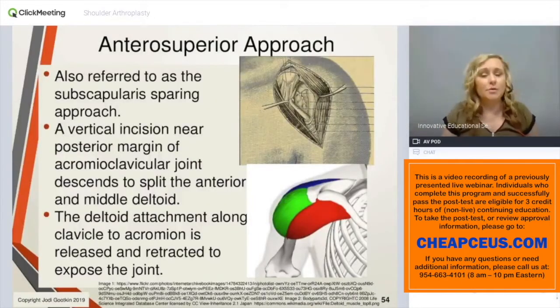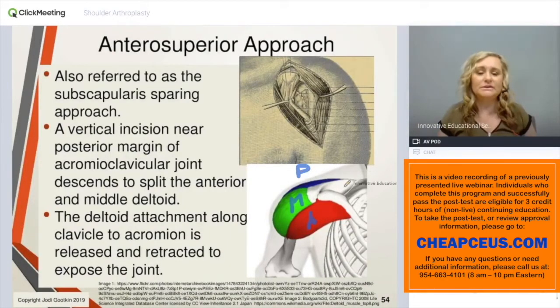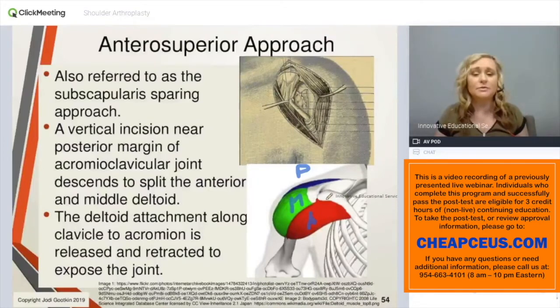The anterior superior approach is going to come in a little bit differently. So they're still trying to gain more of an anterior access to the glenohumeral joint. If we look in this bottom image, we have our anterior, our middle, and then our posterior deltoids. When they come in for this approach, they're going to come in closer to the acromioclavicular joint.